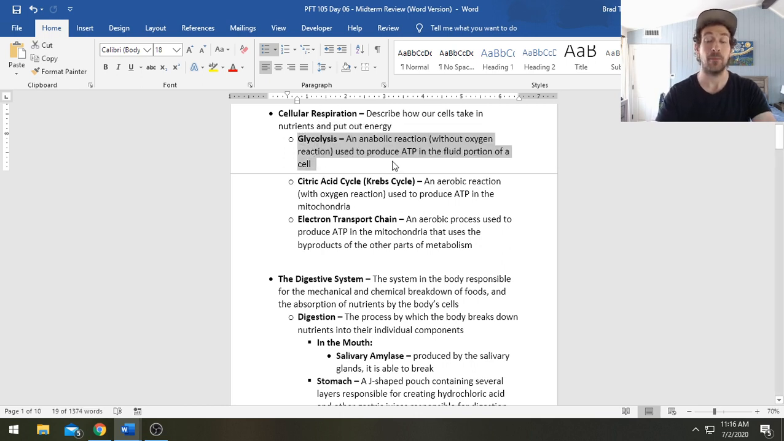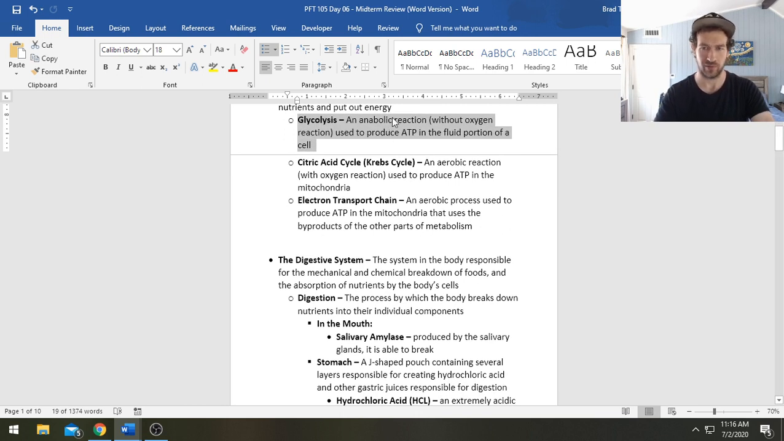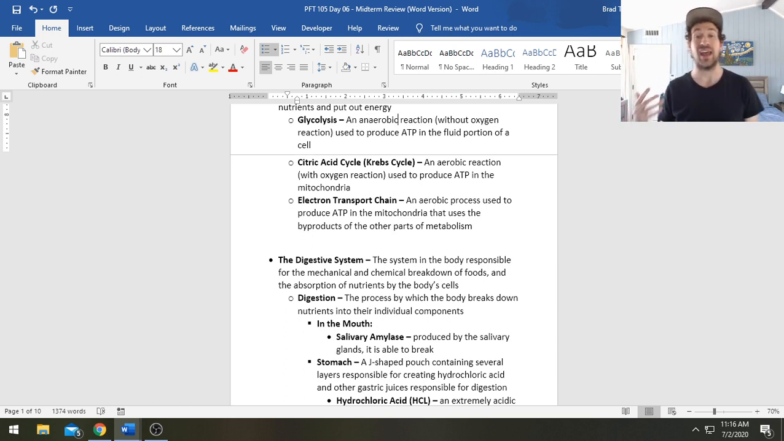Glycolysis is what we call an anaerobic reaction, actually, not anabolic. An anaerobic reaction means that it takes place without oxygen, right? It takes place in the absence of oxygen, and it uses glucose molecules to produce ATP. So what will happen is a molecule of glucose will go through glycolysis to produce a molecule called pyruvic acid. And because it's in a no oxygen environment, that pyruvic acid will convert into lactic acid. And then that can be used in the next system, which is your citric acid cycle.